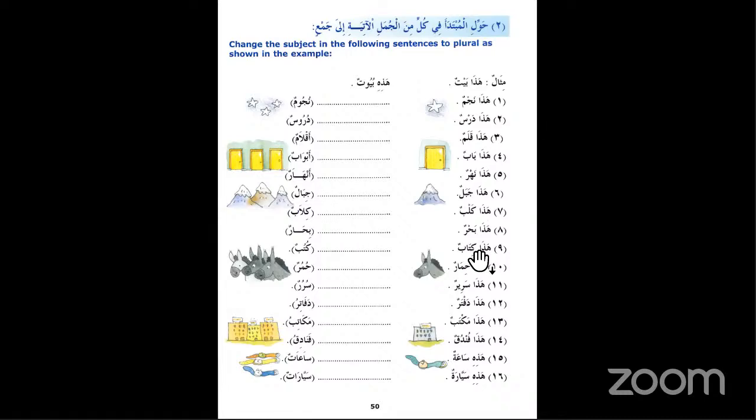Hada kitabun, this is a book. Hadihi kutubun, these are books. Hada himarun, this is a donkey. Hadihi humurun, these are donkeys. Hada sarirun, this is a bed. Hadihi sururun, these are beds.